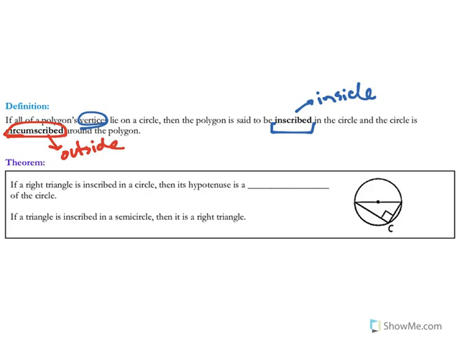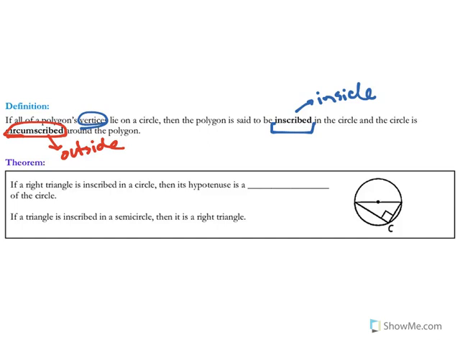So depending on what the directions say, the first word, it says if a polygon is inscribed, then the polygon is inside the circle. And then it says the circle is circumscribed around the polygon, the circle is outside the polygon. So if you kind of interchange those words, it makes a little bit more sense.